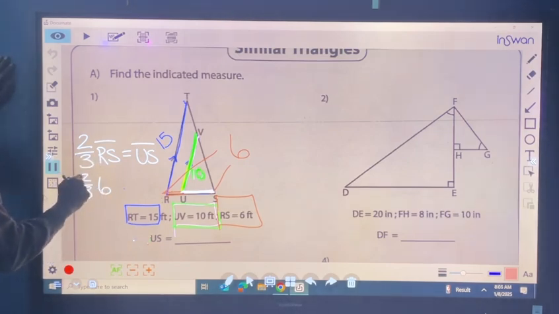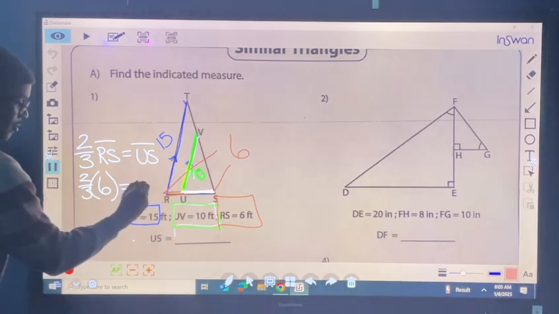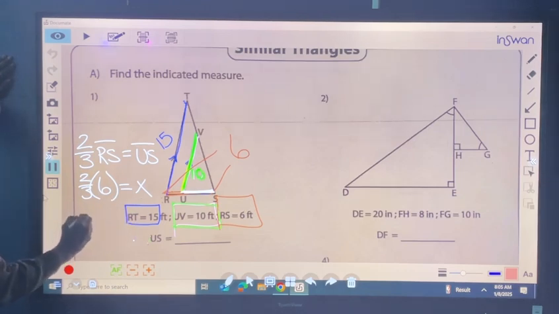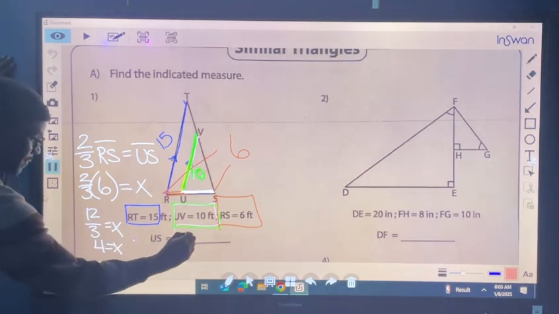6. So 2/3 of 6 is going to give us our US, which we're looking for. We'll call that X. So therefore, this would be an easy one here. 2 times 6 makes 12, divided by 3 makes 4. So our answer here, X is 4.